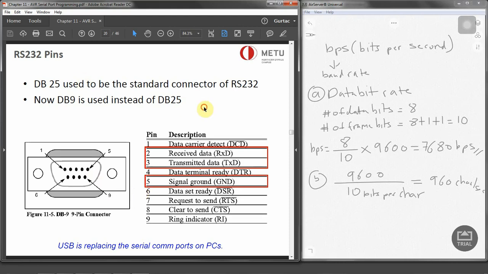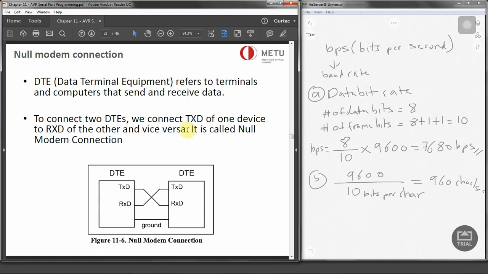The null modem connection actually shows us how the DTE, the data terminal equipment, are connected together. So the TXD of one side is connected to the RxD of the other side, and the TXD of the other side is connected to the RxD of the first side. So this is a null modem connection. That's how it is known.